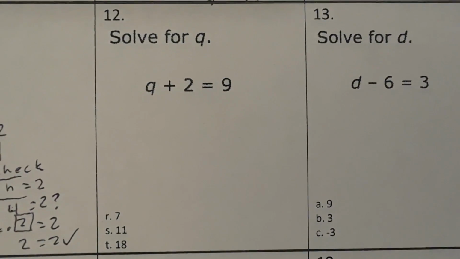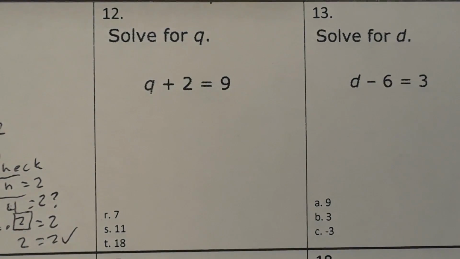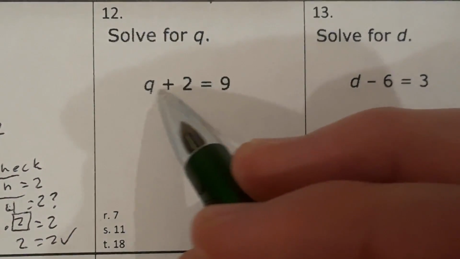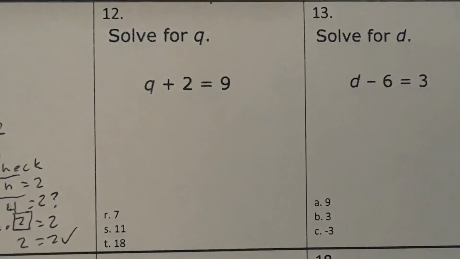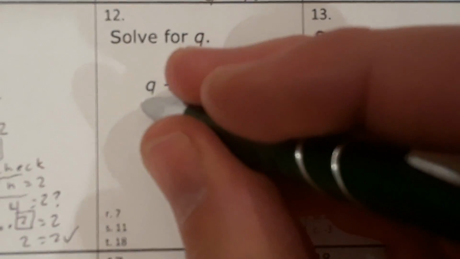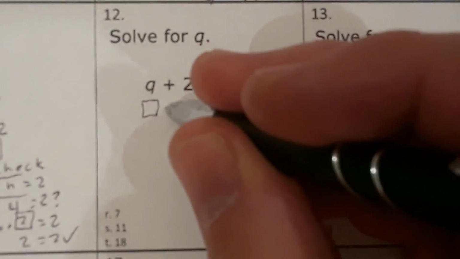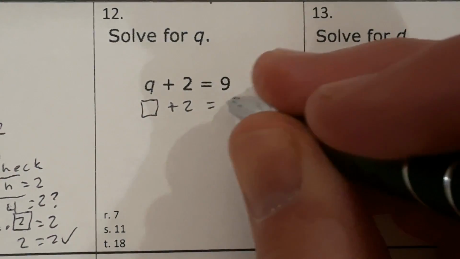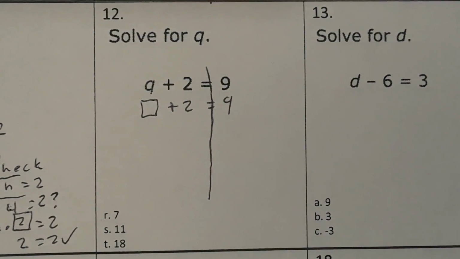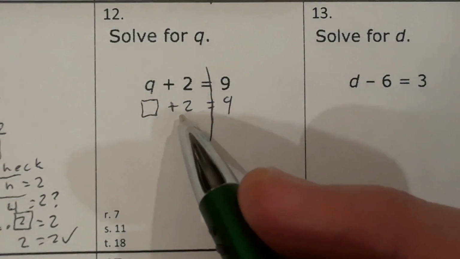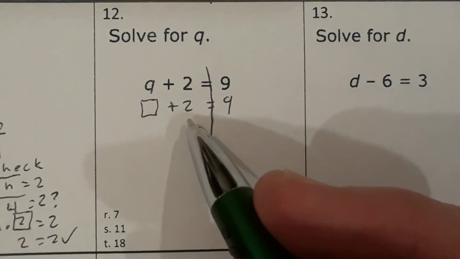Number 12. Solve for the queens. So we have queen plus 2 equals 9. Now remember, don't let the letters of the alphabet bother you. Let's just make it an easy first grade step. So something plus 2 equals 9. And I'm going to draw a line down the middle because I'm going to do some operations here. Okay, now think to yourself, what is the next step to doing the opposite of the 2? Remember, we're trying to get the box by itself.